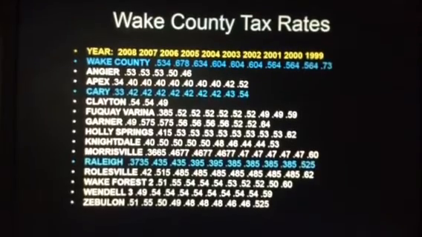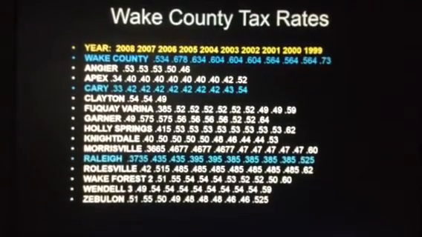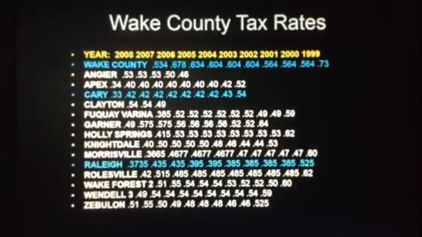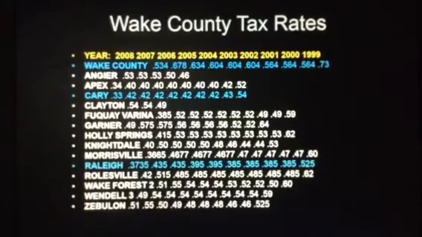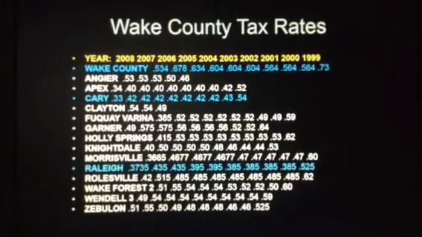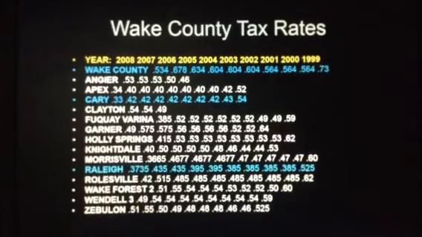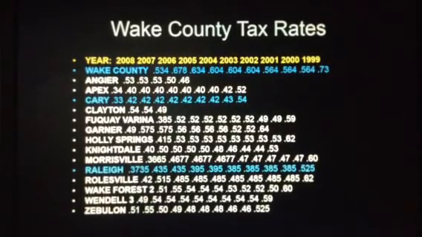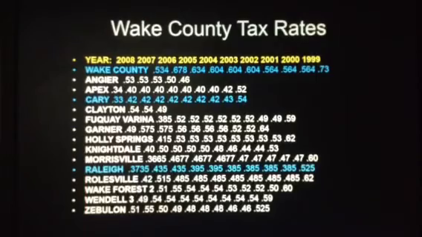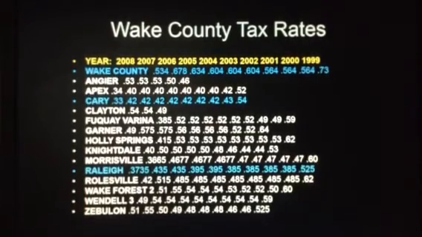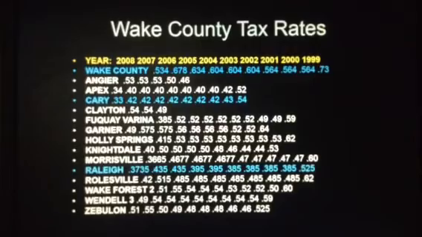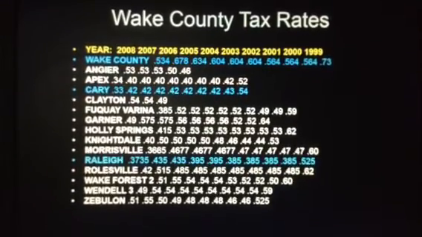But looking at this chart, I want to stress that the numbers to the far right go furthest back in time. You can see Cary's property tax is pretty low, only 33.33 compared to Clayton with 54.54, for example. It's pretty high in Clayton. Angier, 0.53. Wake County, 0.534.